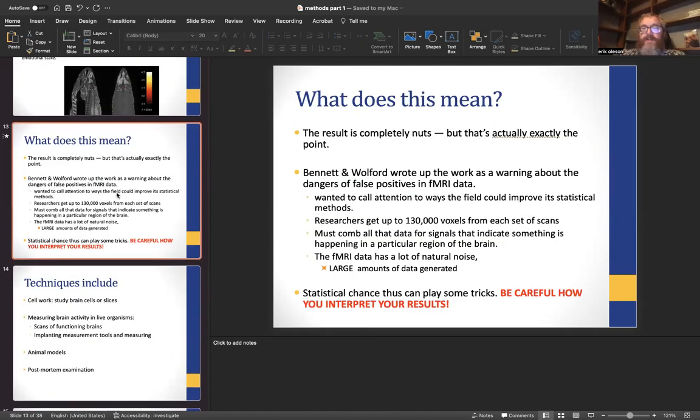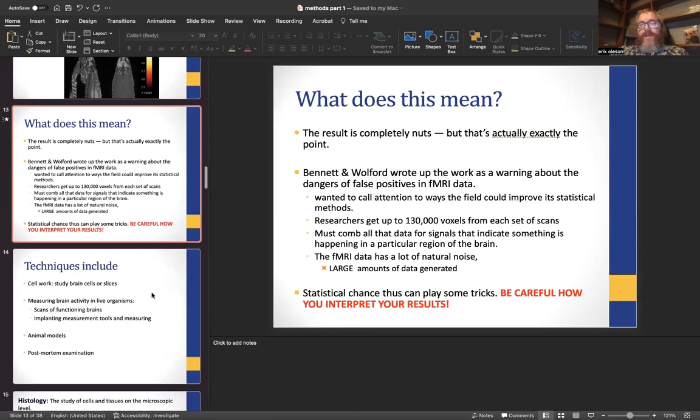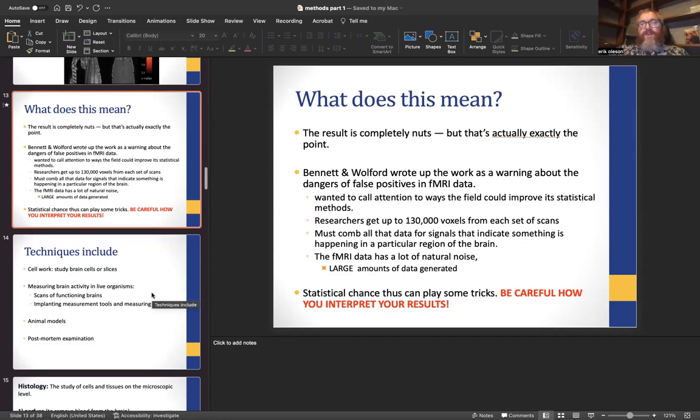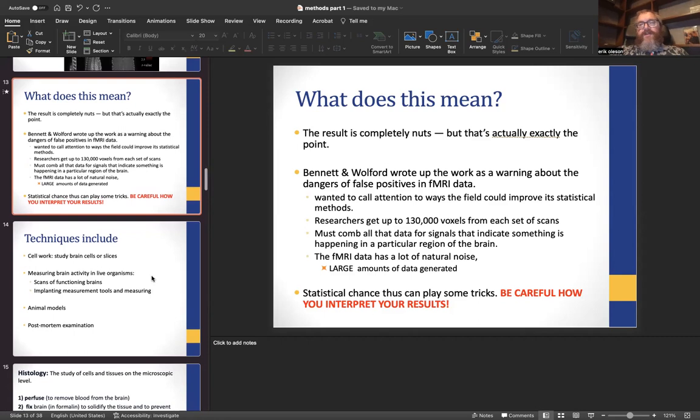So, this result is completely nuts, but that's actually the point. Bennett and Wolford wrote up the work as a warning about the dangers of false positives in fMRI data. They wanted to call attention to the ways the field could improve its statistical methods, and researchers get up to 130,000 voxels from each set of scans. They must comb through all those data for signals that indicate something is happening in a particular region at a particular time. The fMRI data has a lot of natural noise, and if you really wanted to find some results in that mess, go on a fishing expedition. You could probably find the fish you wanted to.